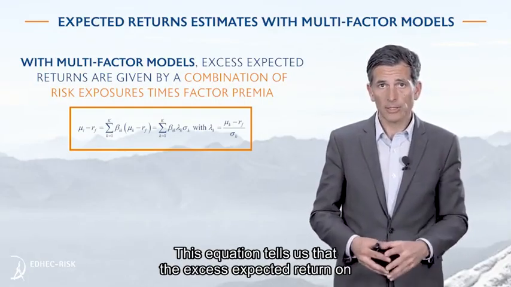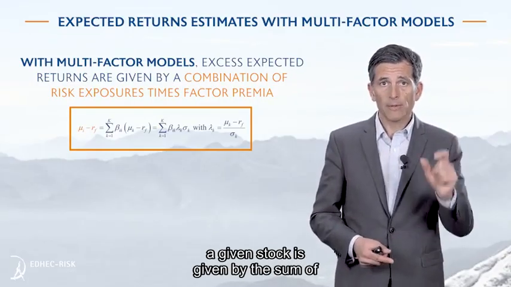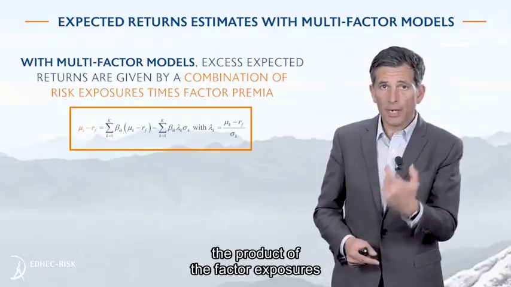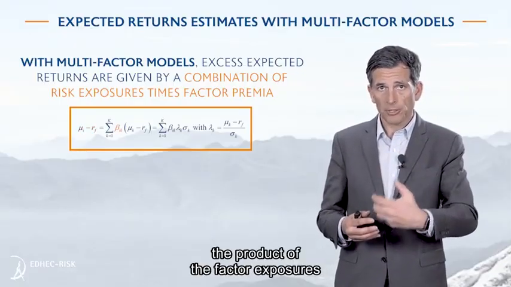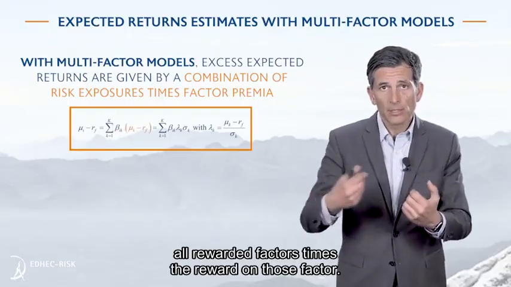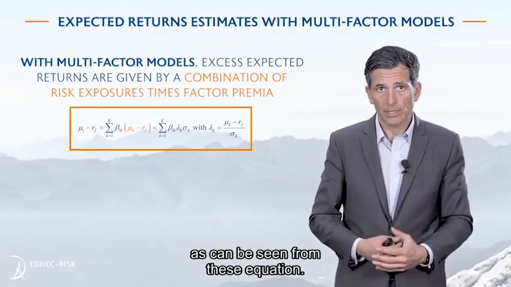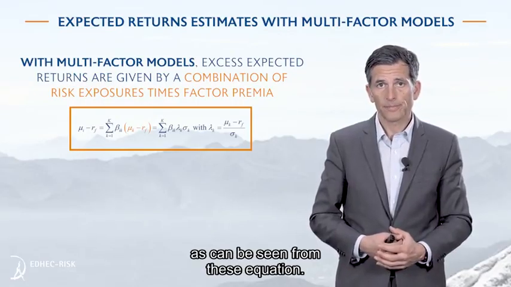And this equation tells us that the excess expected return on a given stock is given by the sum of the product of the factor exposures of that stock with respect to all rewarded factors times the reward on those factors, the excess return on those factors, as can be seen from this equation.